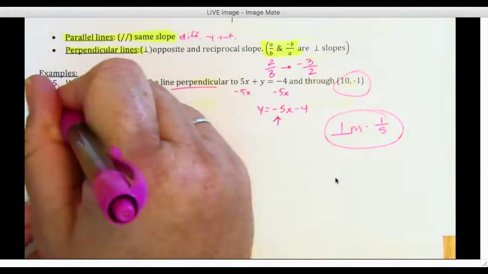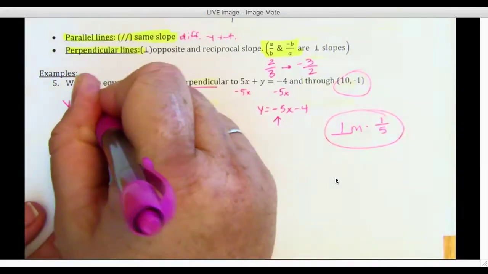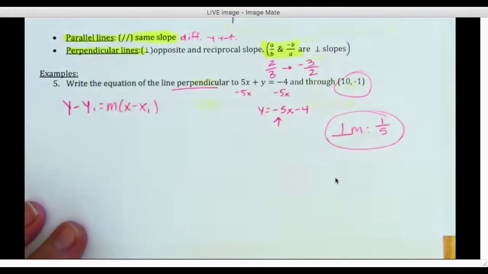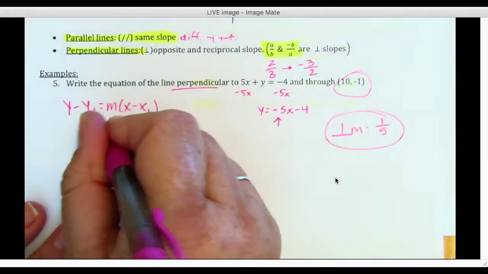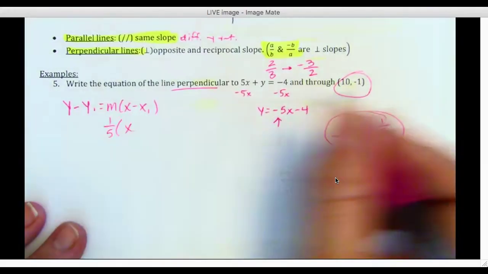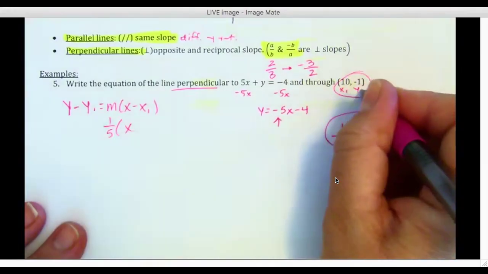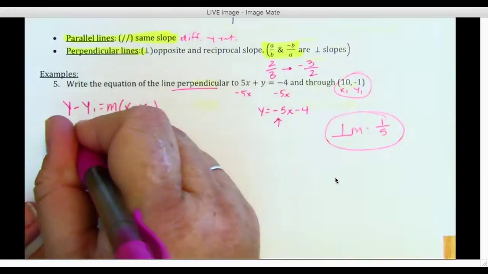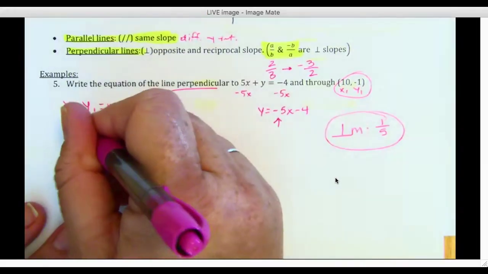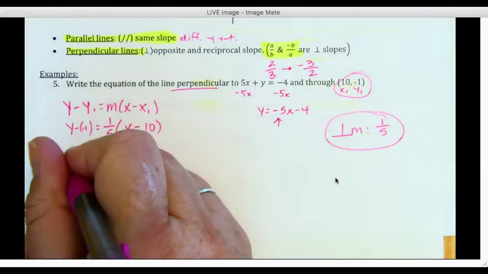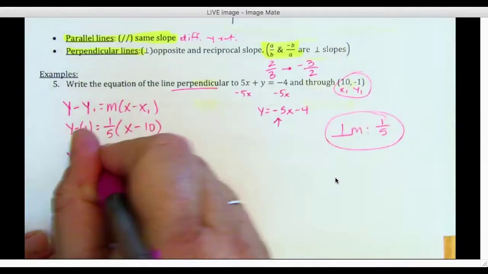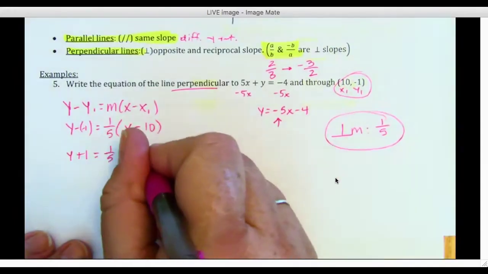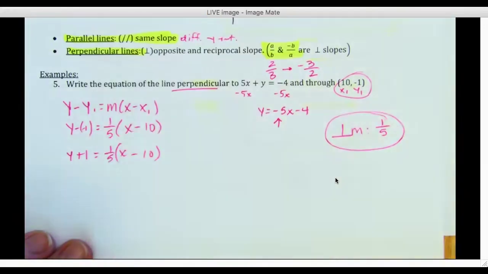So I can use point slope form and plug in those values. So I have 1/5 for my slope. I have x minus x1, y1, so -10, and then y minus -1. And simplifying that, I get y plus 1 is equal to 1/5 times (x minus 10) in parentheses there.